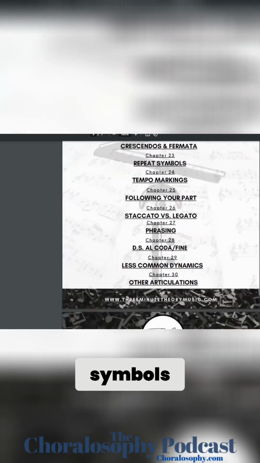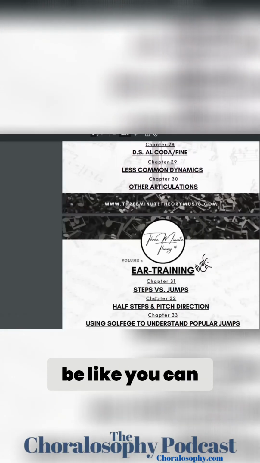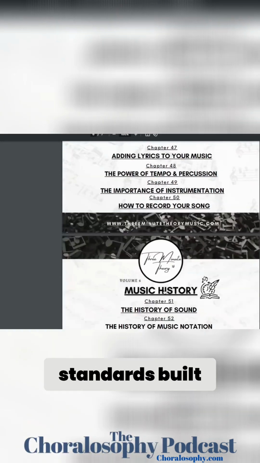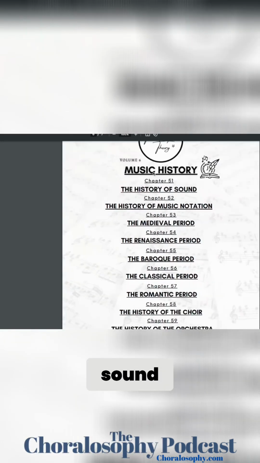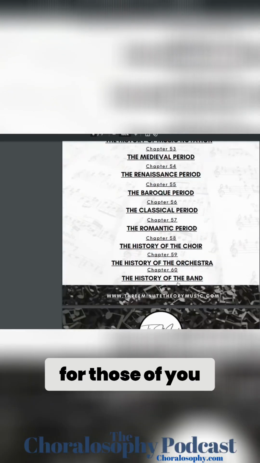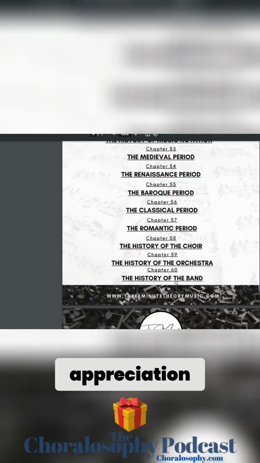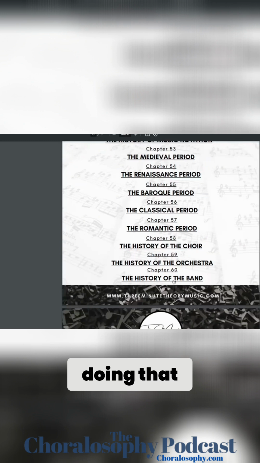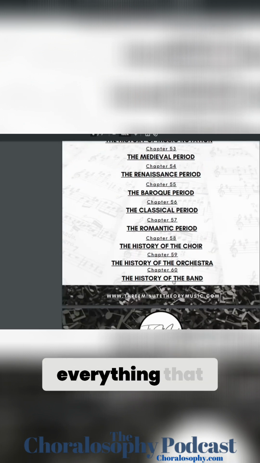Musical symbols. If you're looking on the YouTube channel, you can see you've got all the national standards built in right here. The history of sound, we have a history unit. For those of you who are teaching music appreciation like I now am, it's my second year doing that, I'm just looking at this going, oh my God, this is everything that I need.